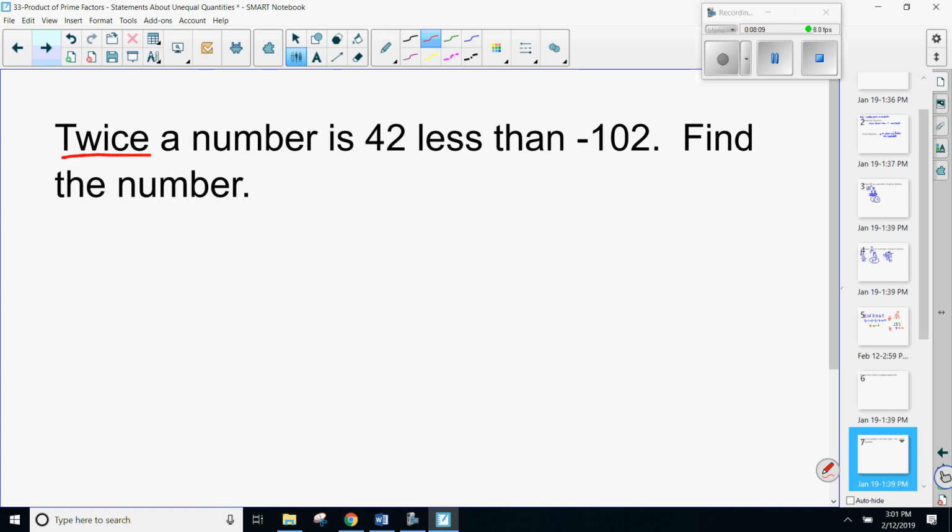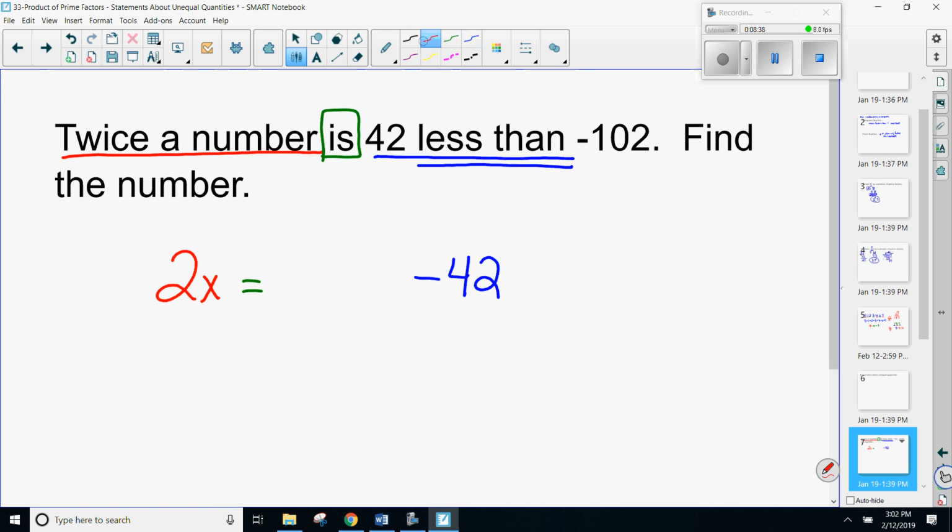So first thing, twice a number. How do you show that? 2x. We're just going from left to right. Then you see the word is. What does the word is mean? Equals. Whenever you get to something that says less than or greater than, what you want to do is leave a space and then put your less than or greater than. If you see the word less than, what operation do you think of? Subtraction. So we are going to subtract 42 from another number, and that other number is negative 102.